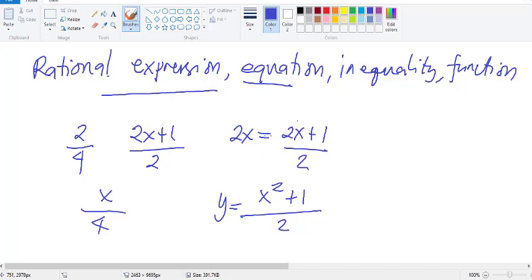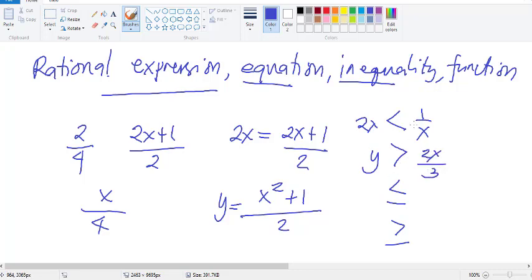As for inequality, as opposed to an equation, it is unequal. So what are the symbols of inequality? Lower than, lesser than, greater than, lesser than or equal to, greater than or equal to. Those are what we can use. So it can be 2x, 1 over x, or y is equal to 2x over 3. I don't know, these kinds of things.